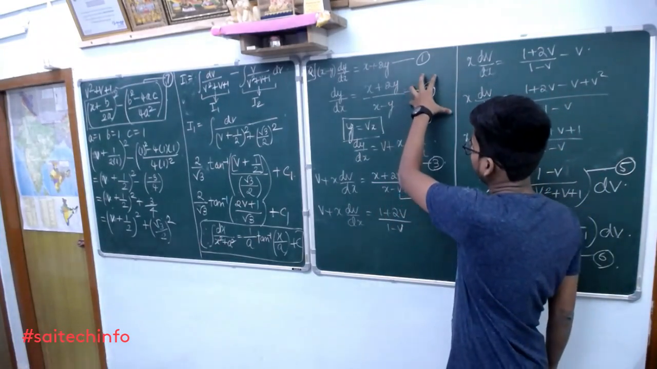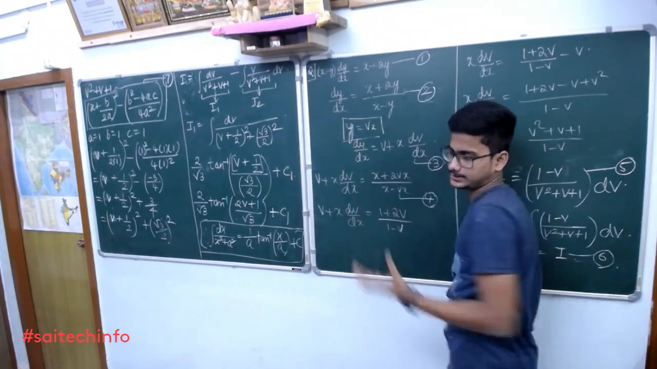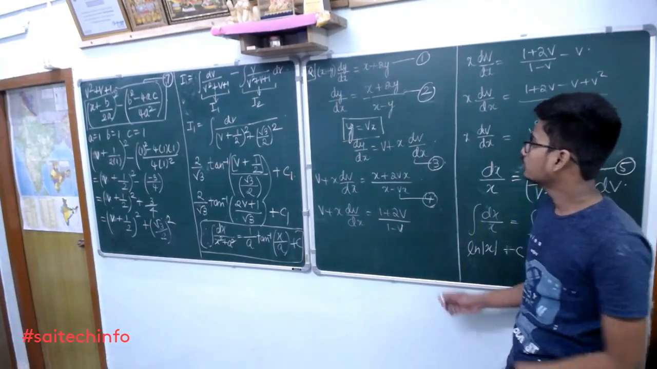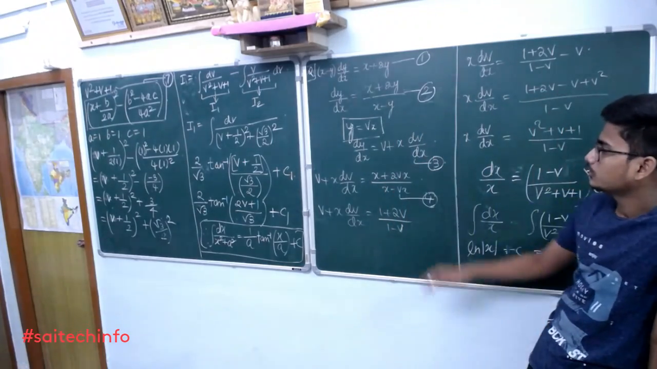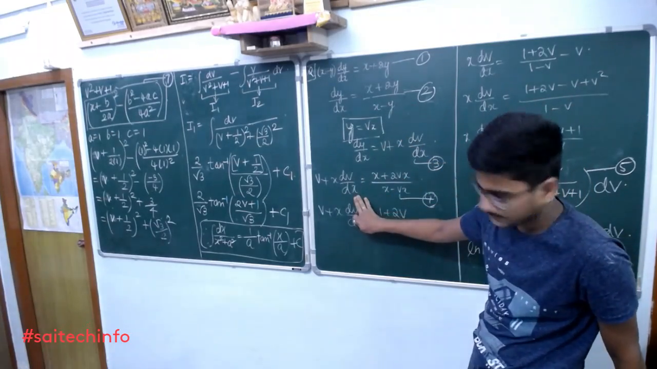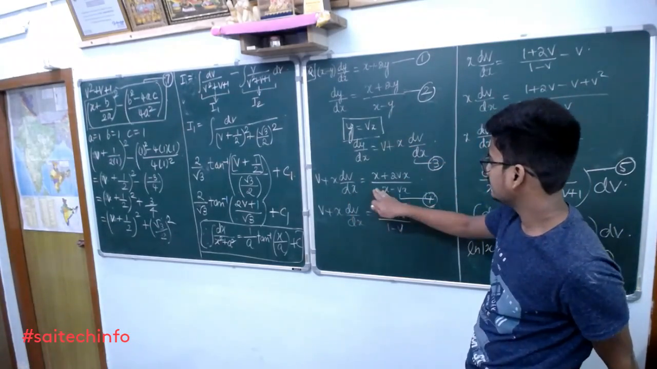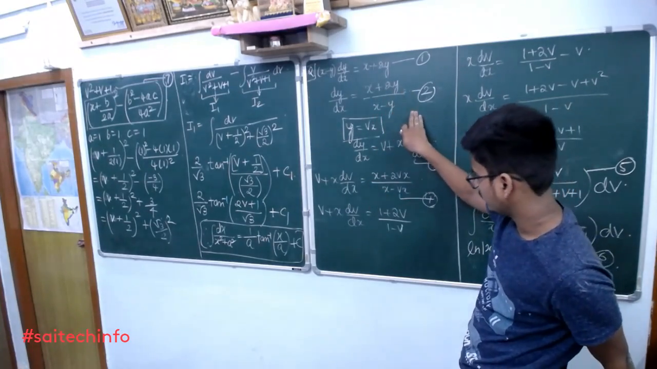On comparing the equations 2 and 3, the LHS are equal, so obviously the RHS must be equal. So equating the RHS of the equations 2 and 3, that is v plus x dv by dx is equal to (x plus 2y) divided by (x minus y).